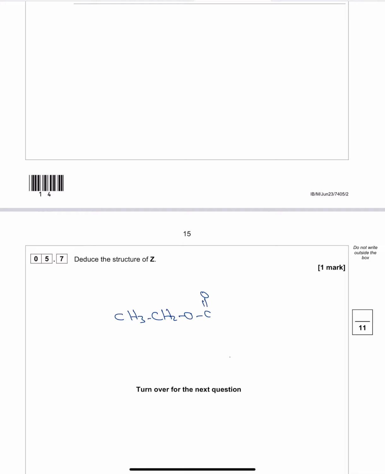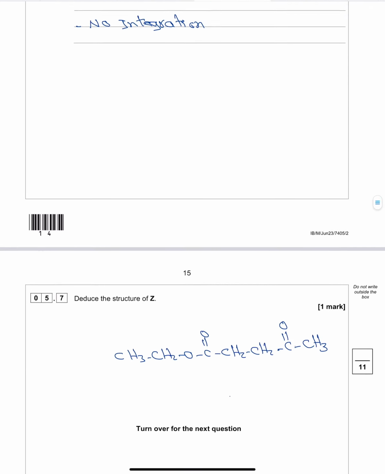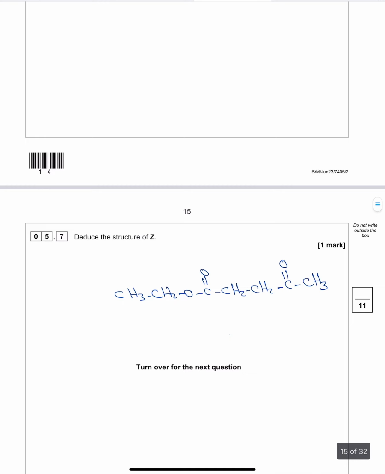This is the ester, the first part we deduced. And then we must have two CH2 groups, and each of these has to be next to a carbonyl group. And then we also deduced that there is a CH3 next to a carbonyl group, because there is a singlet for this peak, which was at 2.19. So this is the final structure of Z.